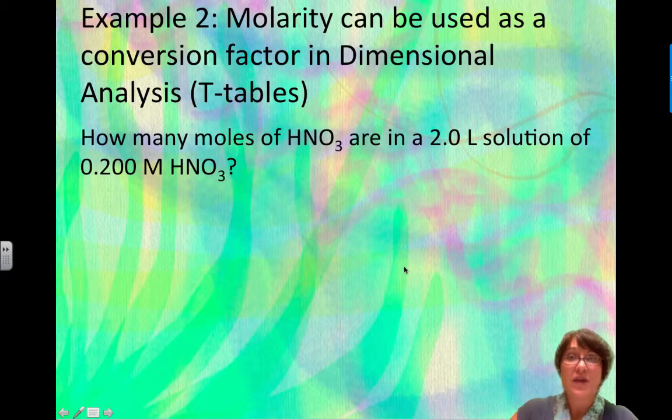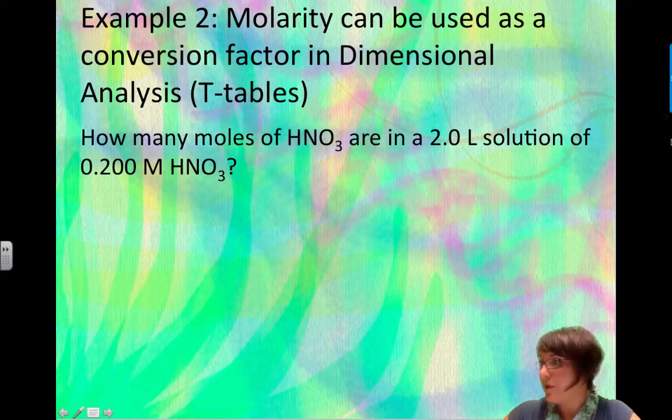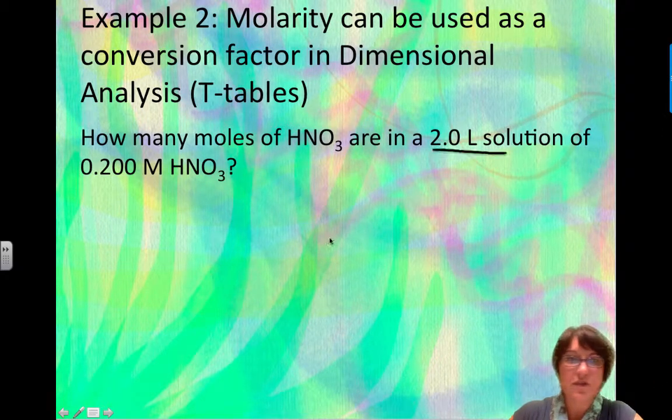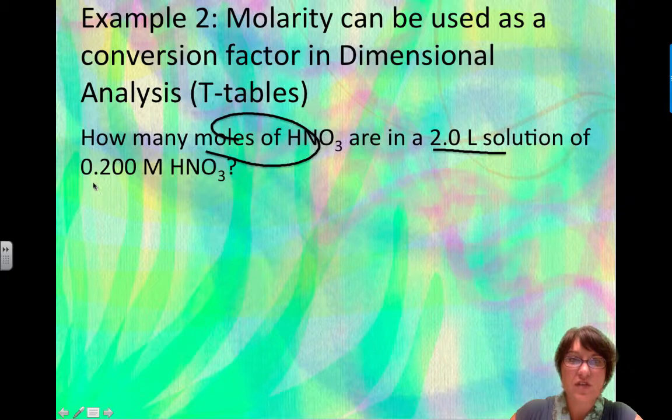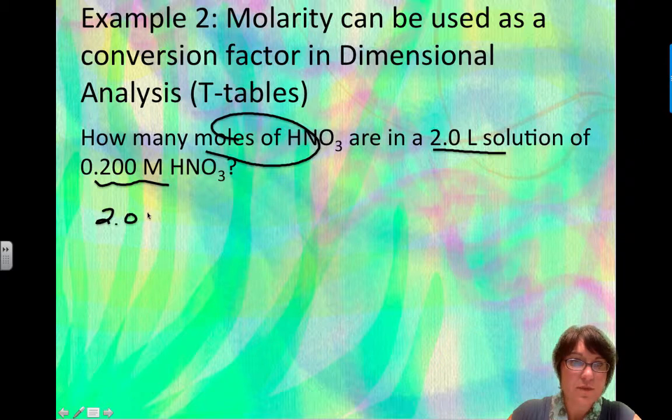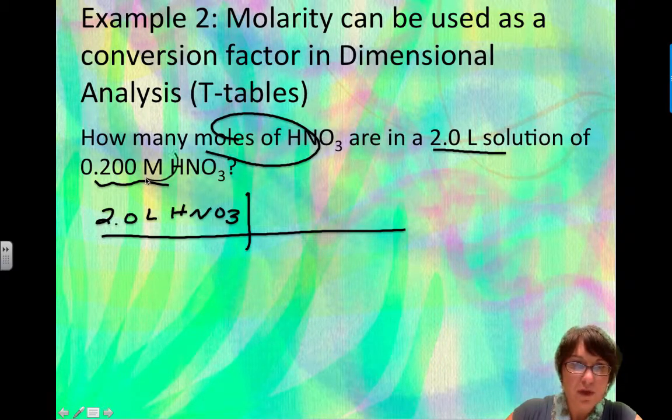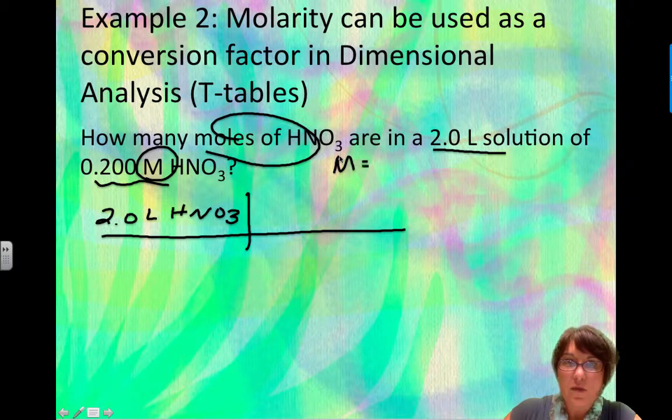Now let's use molarity as a conversion factor in a T-table. So we're going to start with a 2-liter solution of nitric acid. We want to figure out how many moles of nitric acid there are in that solution if the concentration is 0.2 molar. So start with liters, 2.0 liters of nitric acid. And we're going to change it to moles because a molar, M, means moles over liters. So anytime you see that capital M, I want you to change it. Cross it out and put moles over liters in its place. Got it?